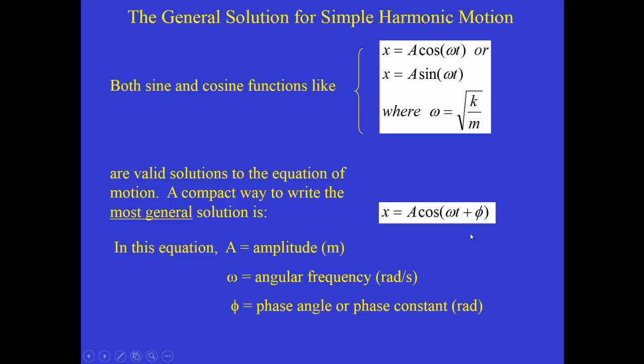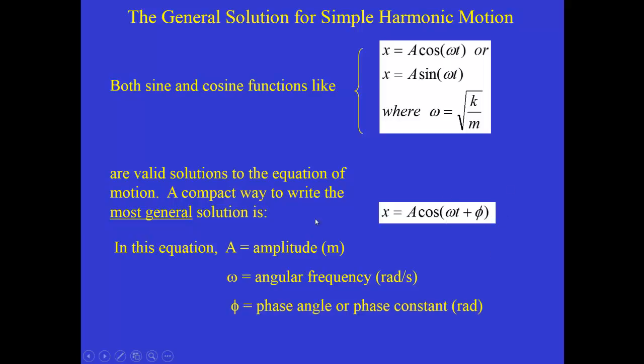And the reason that the phi is in there is because x could be a pure cosine function, or it could be a pure sine function, or it could be something in between those two. And so having the phase angle phi in here gives us the flexibility of describing a function which is neither a pure cosine or sine, but somewhere in between. And so phi has units of radians, because everything that's in parentheses has to have the angular unit.